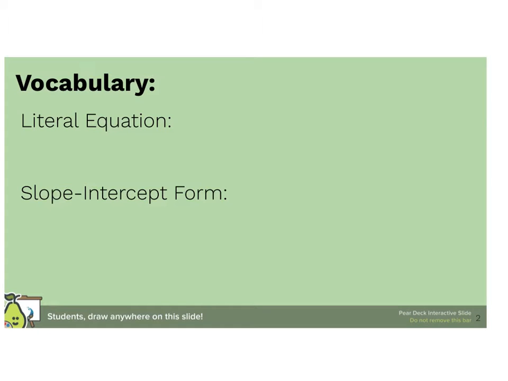Okay, so before we get started with today's lesson, we need to understand some basic vocabulary. So the first term is literal equation. A literal equation has two different variables.